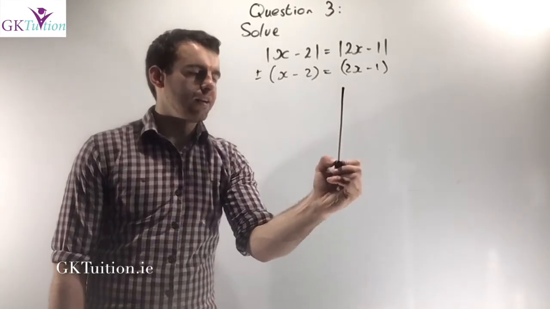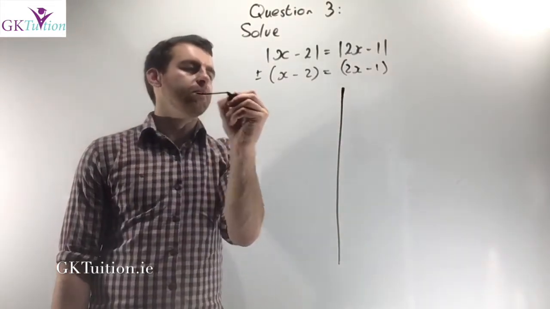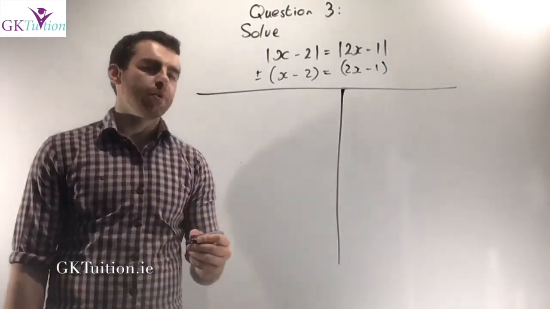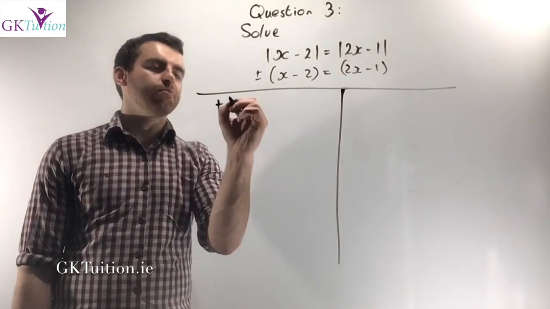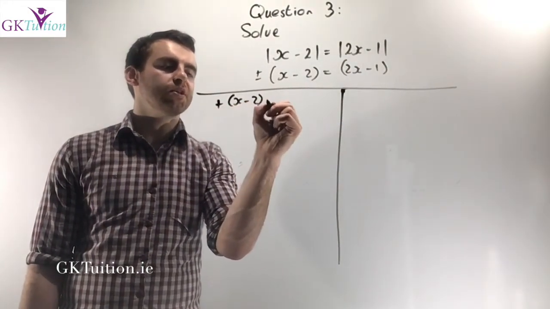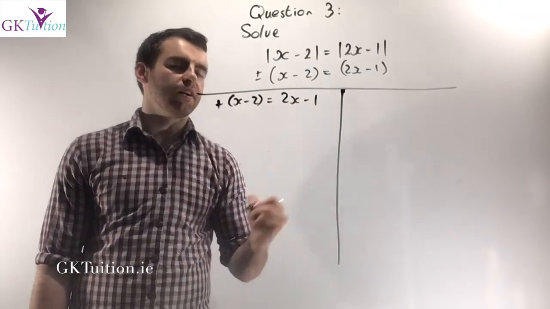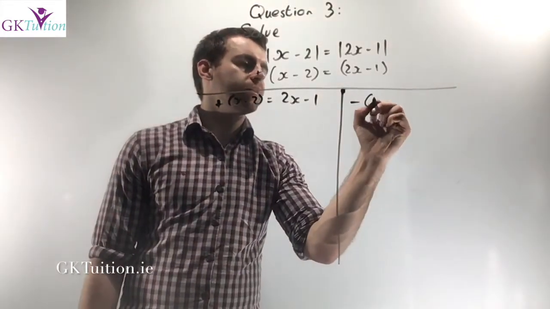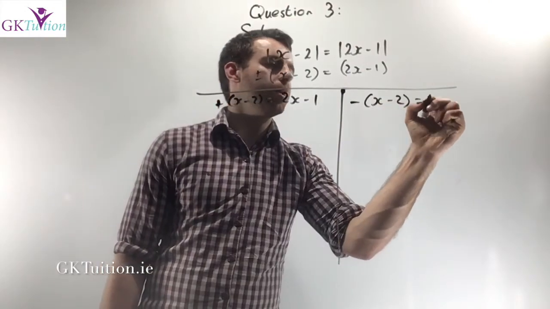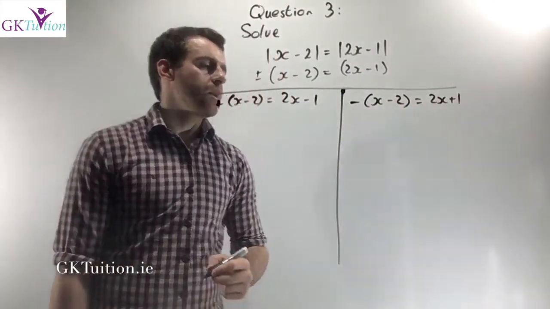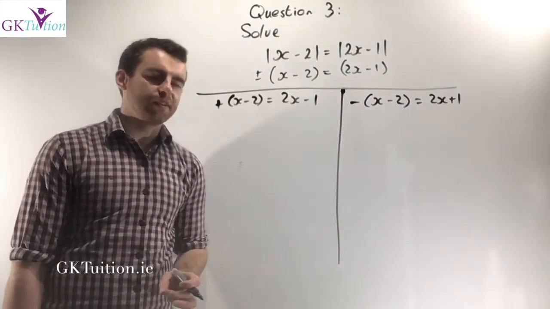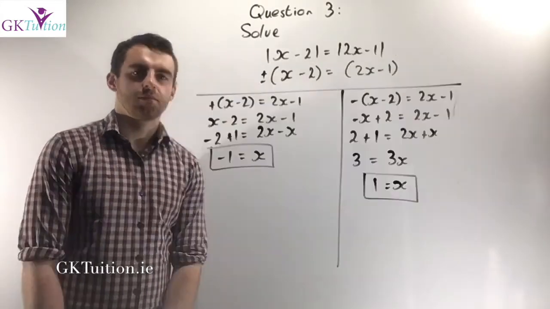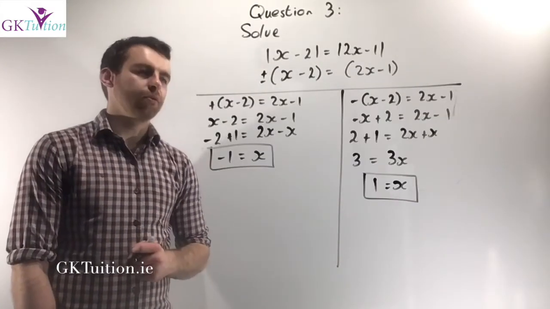And once again, in order to finish this question off, I would simply split my question in two. In one scenario, I could say that it is plus times x minus 2 is equal to the right hand side. And in the other scenario, I could say that it is minus times x minus 2 is equal to the right hand side. And now I'm just going to solve both of these relatively straightforward equations.